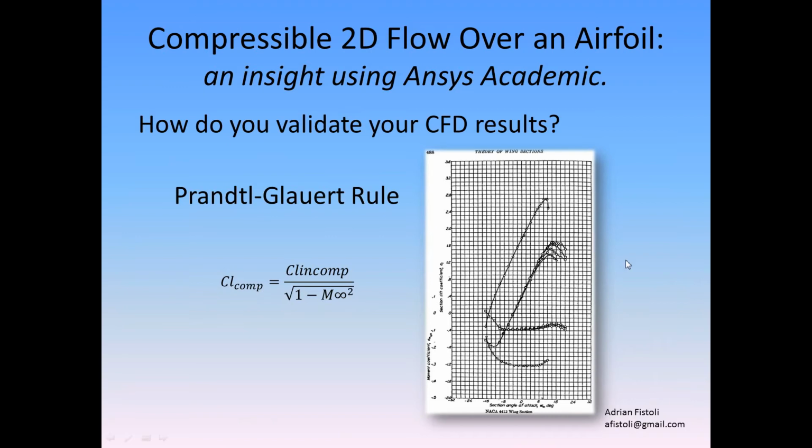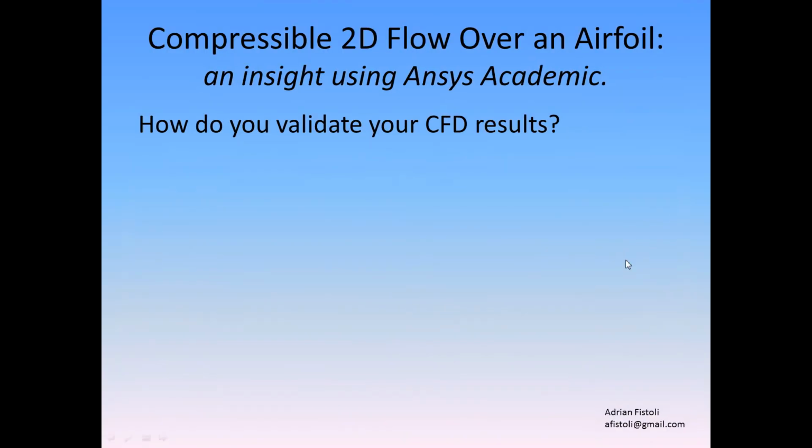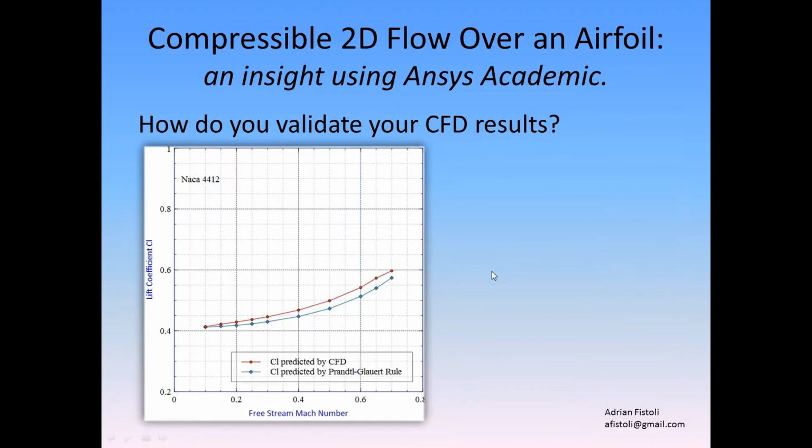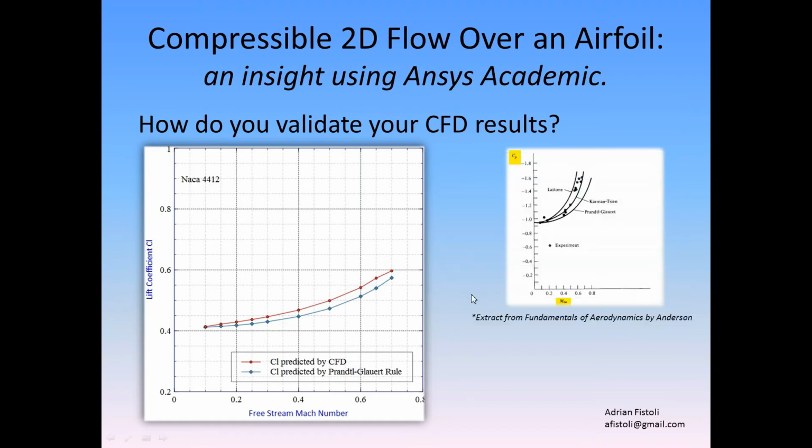Now, plotting these results, we can compare both curves, and we can see that we obtain fairly similar results, of course having a difference from Mach number of 0.6. This was in fact expected, as the Prandtl-Glauert rule loses accuracy around that Mach number, as we can see in this graph from Anderson's book.